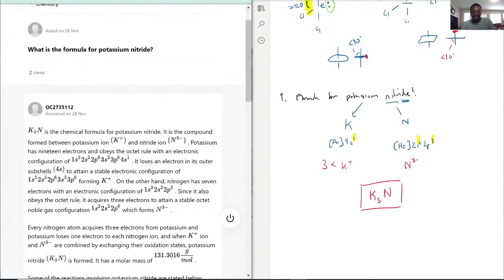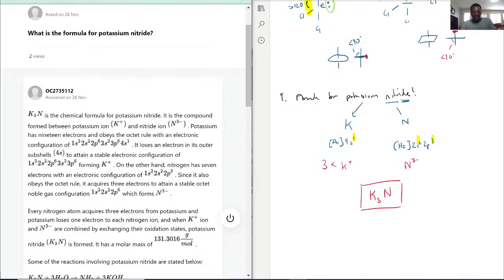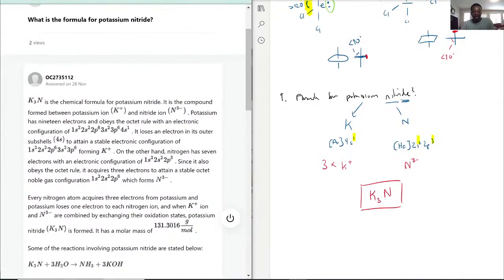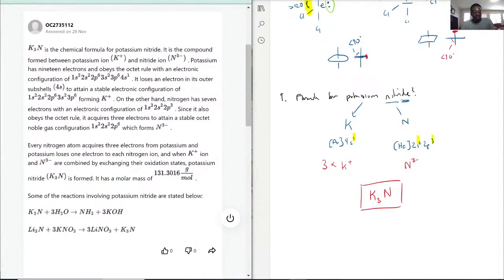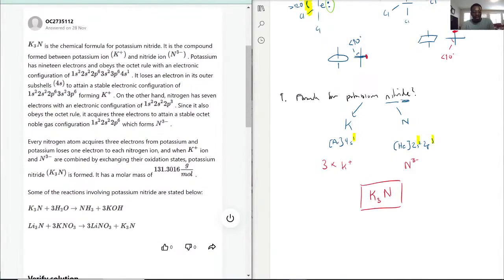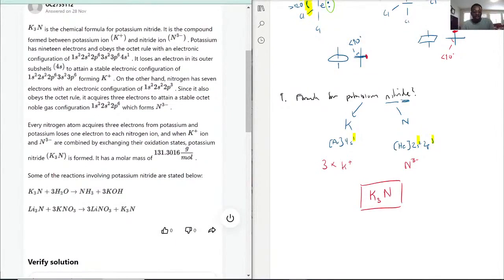So with that being said, as we look at the answer, K3N is the chemical formula. Oh wow, it actually does even go through the electron configuration. I thought I was the only one doing it. I'm glad it answered the question like that because I personally love emphasizing the electron configuration. On the other hand, nitrogen, yep, 2s2 2p3 shows that it has 5, and because it'd be easier to just add 3 more to become the octet, that's what it does. So when it forms together, we have K3N.